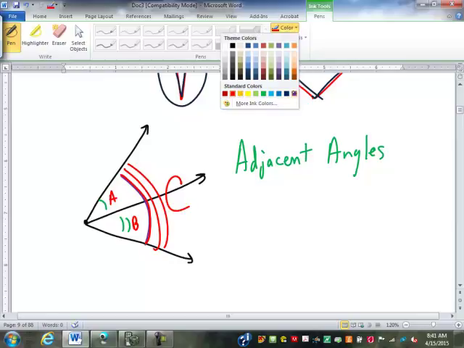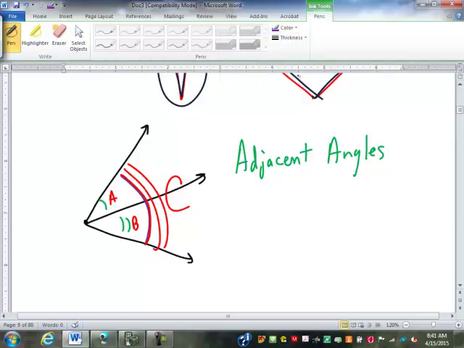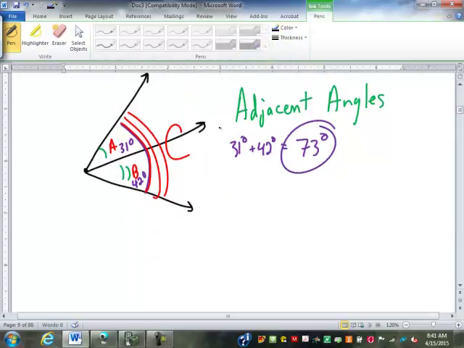When we have adjacent angles, the advantage of them is they're additive. By additive, I mean you can add them up. If angle A here is 31 degrees and angle B here is 42 degrees, angle C is just going to be 31 plus 42, or 73 degrees. In actuality, A plus B equals C. Oh, in this case, yes.